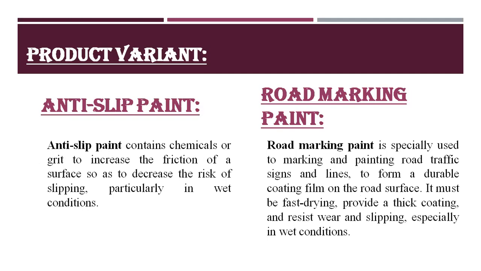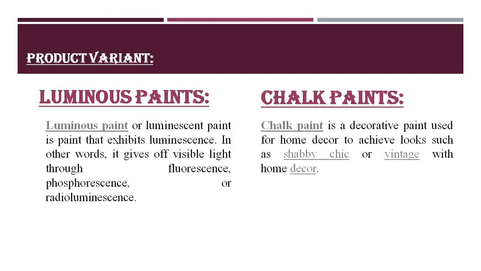Anti-slip paint contains chemicals or grit to increase the friction of a surface so as to decrease the risk of slipping, particularly in wet conditions. Next is road marking paint. Road marking paint is specially used for marking and painting road traffic signs and lines to form a durable coating film on the road surface. It must be fast drying, provide a thick coating, and resist wear and slipping, especially in wet conditions.